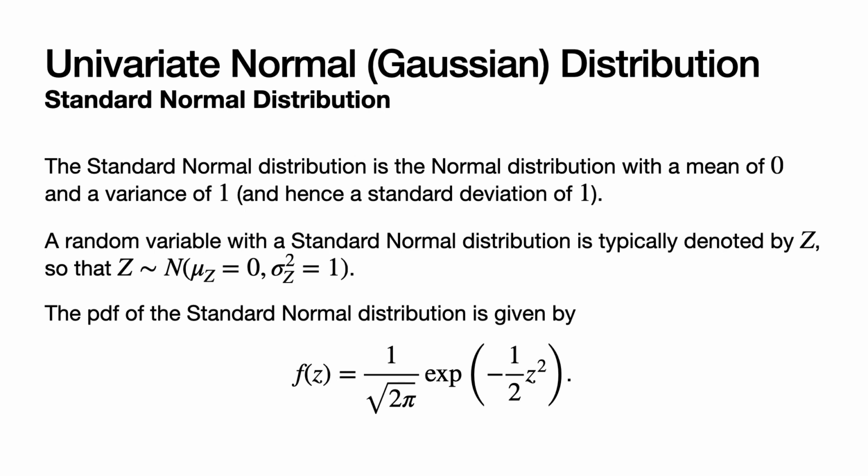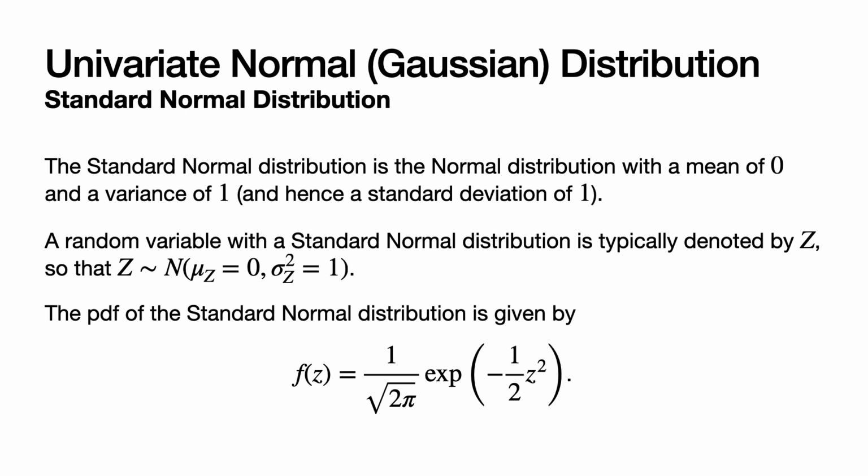And we typically denote a standard normal random variable by an uppercase Z. And so using that notation, we would say that Z is distributed according to a normal distribution with a mean of 0 and a variance of 1.